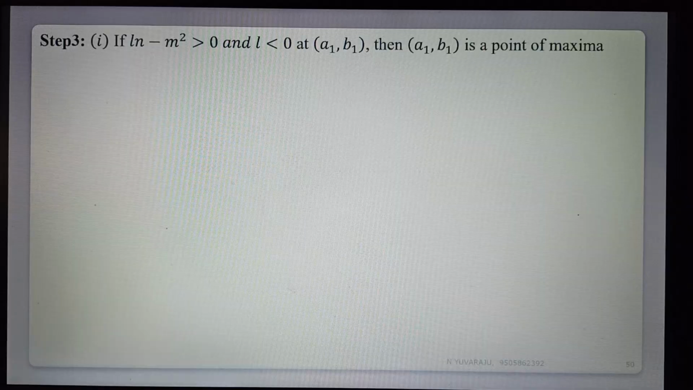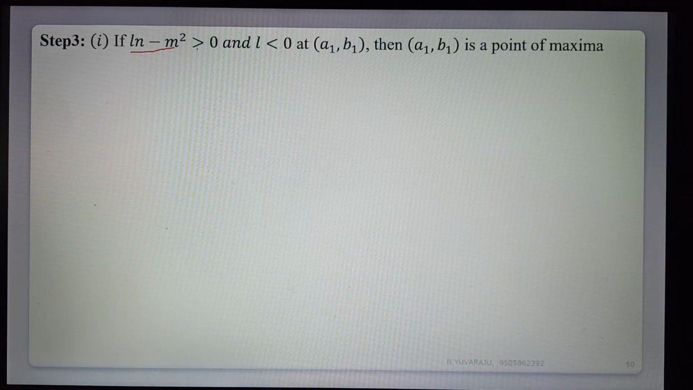Next, step 3. Now next, finding ln minus m square. Ln means the second order partial derivatives together. Now finding the condition ln minus m square. At every point the condition is verified.